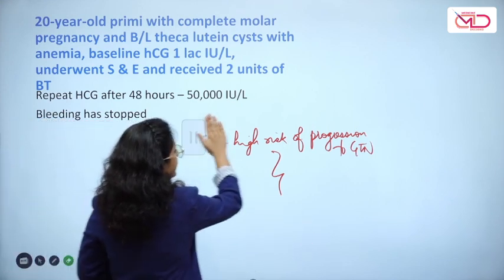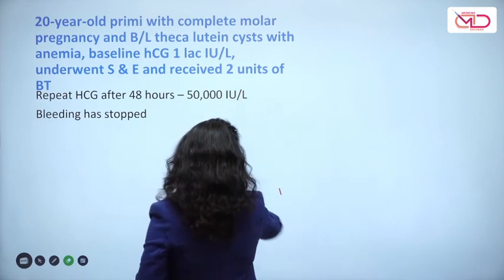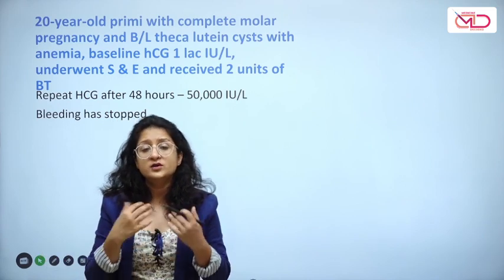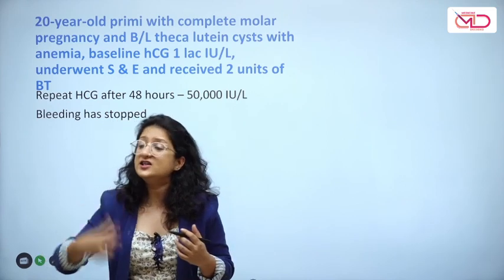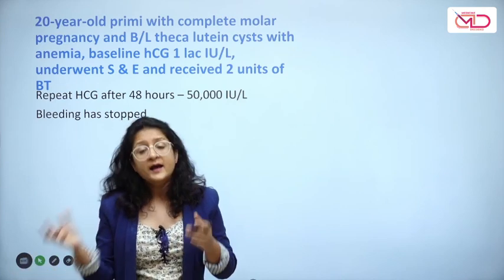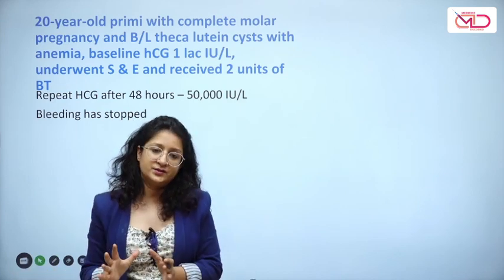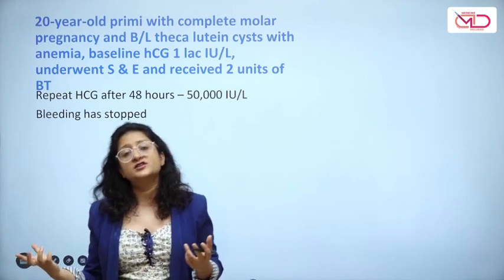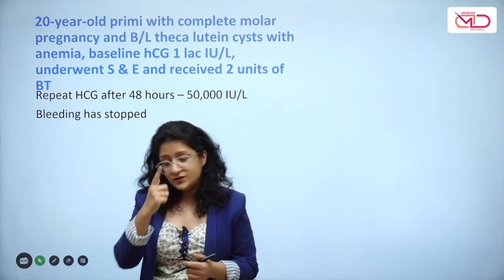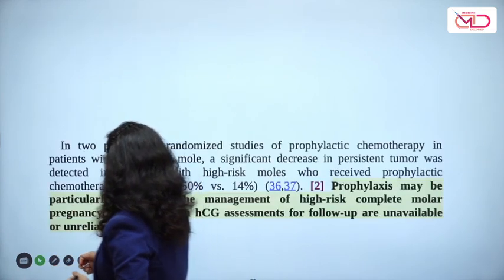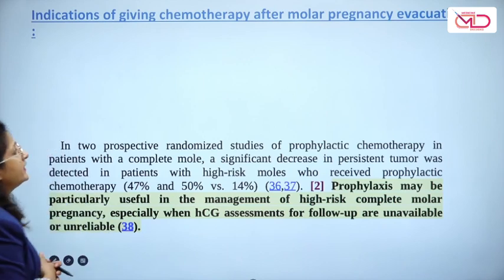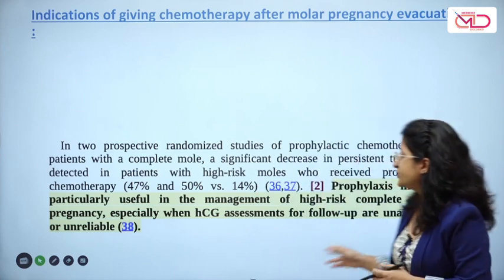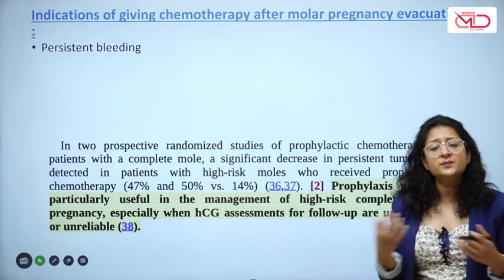So what is the current recommendation? The current recommendation is against rampant prophylactic chemotherapy, because once you keep giving chemotherapy to each and every case without any indication, it breeds drug resistance. So if at all that woman later on develops GTN, the same chemotherapeutic agents might not work. So what are the indications of giving chemotherapy after molar pregnancy evacuation? Justified reasons. Bleeding is persistent.